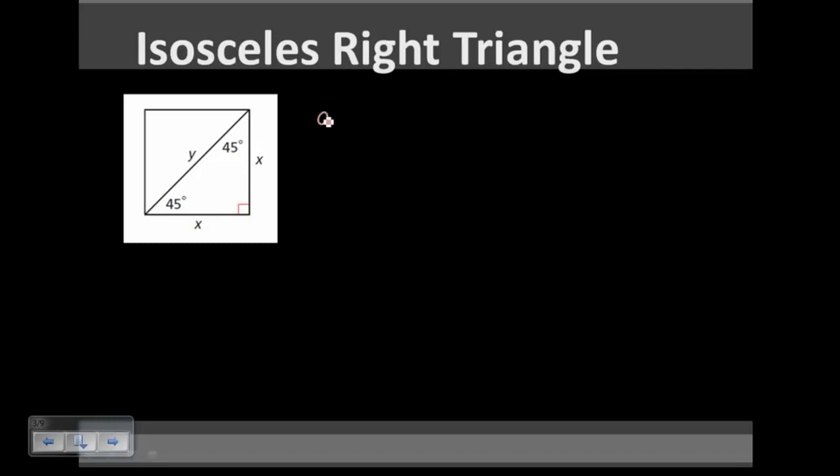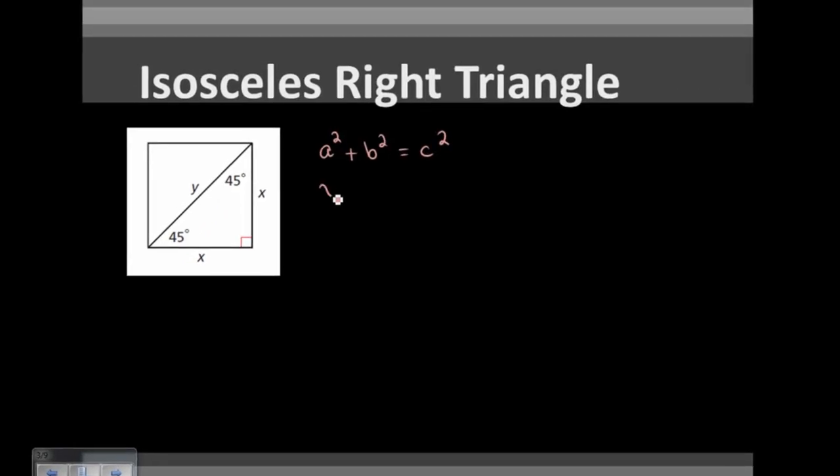So using the Pythagorean theorem, because we know it's a right triangle, we can do a squared plus b squared equals c squared. Now I'm going to substitute in what we have for the legs here. It's x squared plus x squared equals y squared, that's the hypotenuse, and this is 2x squared equals y squared. I'm going to use the symmetric property and write it the other way around.